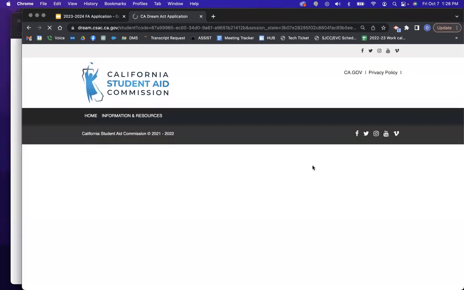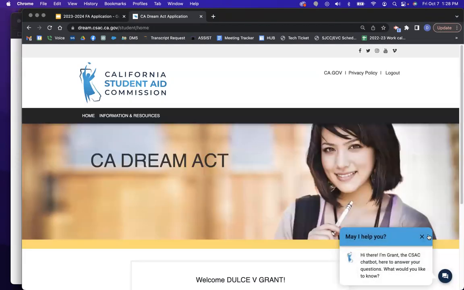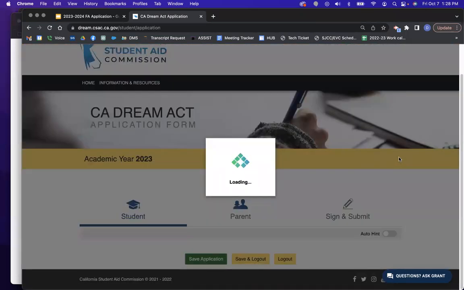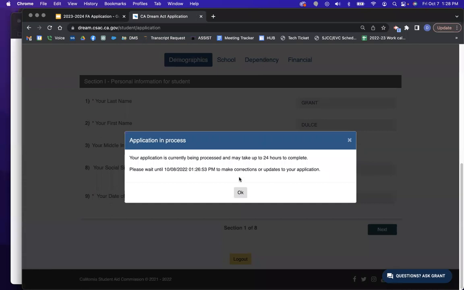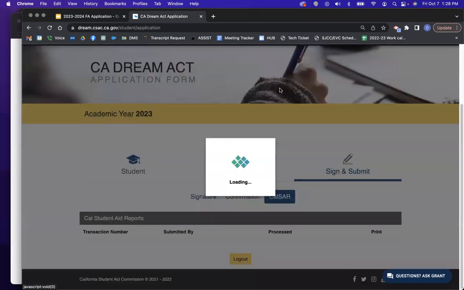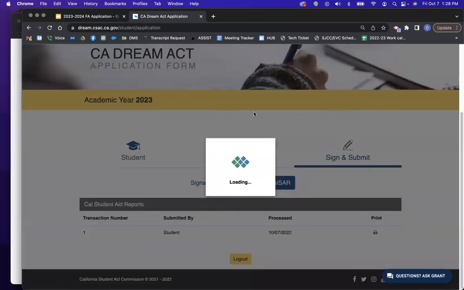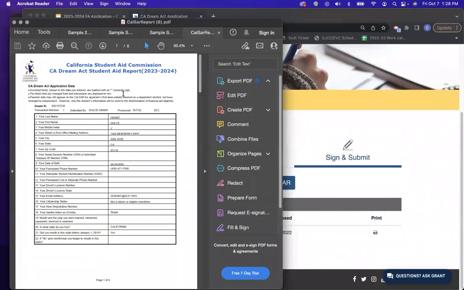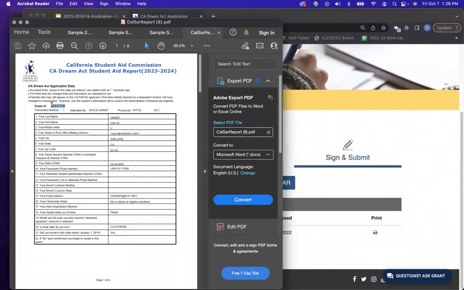Okay. So what you're gonna do is go to the 22-23 application, and then for you, since you already hit submit, what's gonna happen is that it populates that application. Let's give it a quick second. It says that your application is already being processed, and you're like, cool. Then you go to here, the CalSAR, and then you click print. And then on here, it'll give you your Dream Act application number.